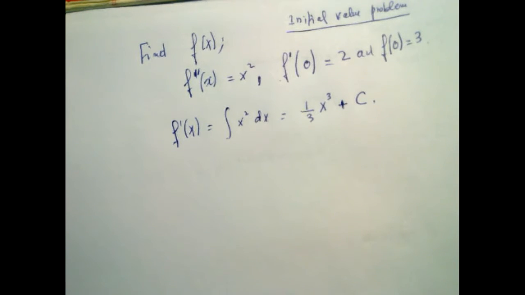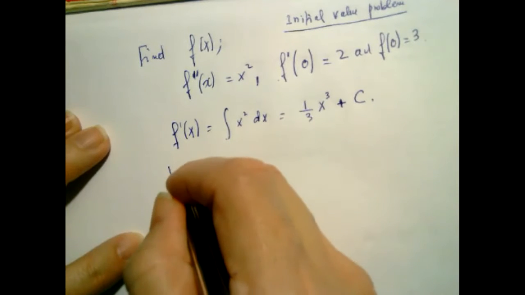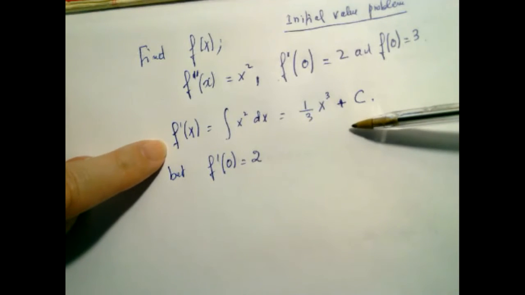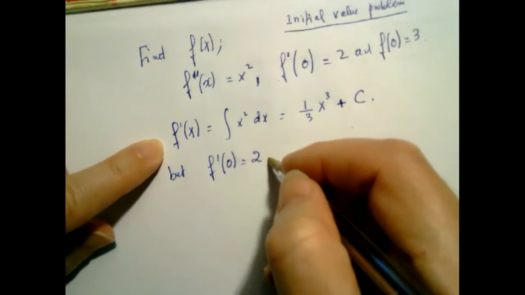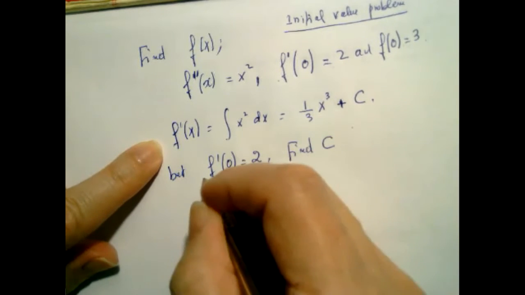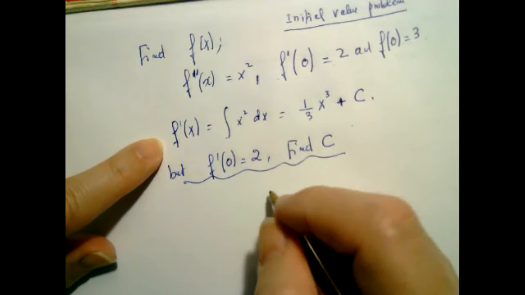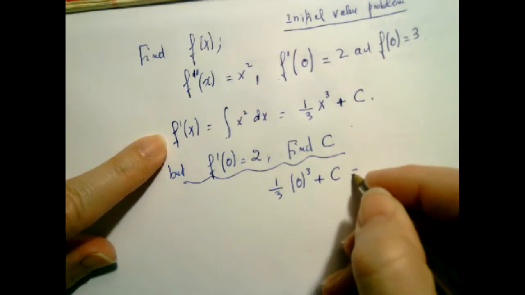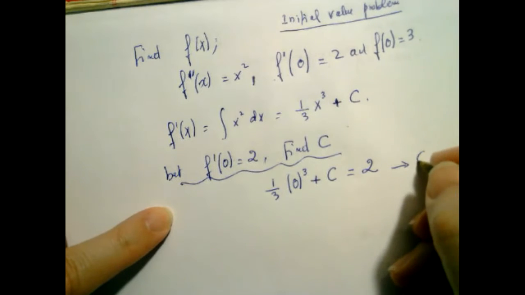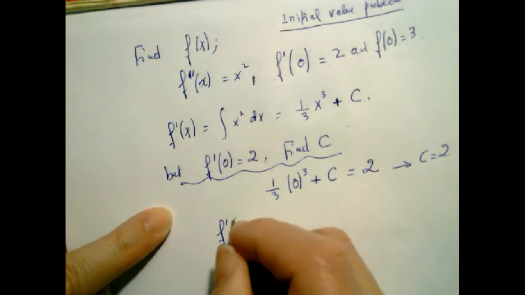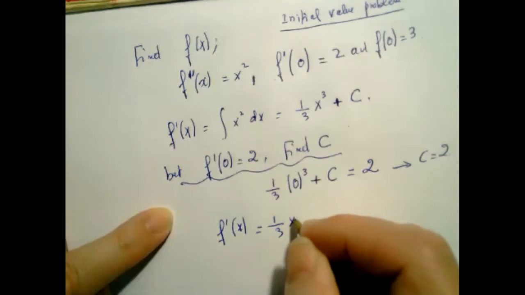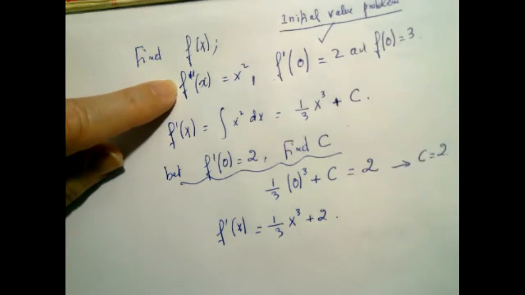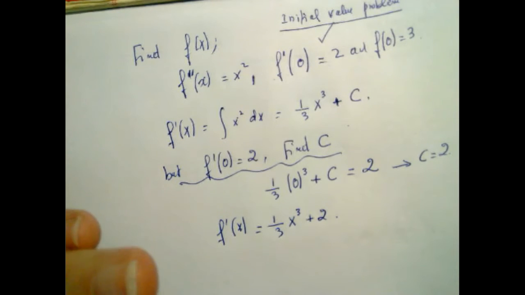Okay, but before I find f, to make things a bit easier, I want f prime at 0 to be equal to 2. So of all those derivatives, I want one that takes 0 to 2. So let us find c at this stage. I will plug in 0 in the expression of the derivative. I want this to be equal to 2. So this will give me c equal to 2. So now I have f prime is 1/3 x cubed plus 2. So I found the derivative that satisfies this condition, because I really want a particular function, not the most general function.